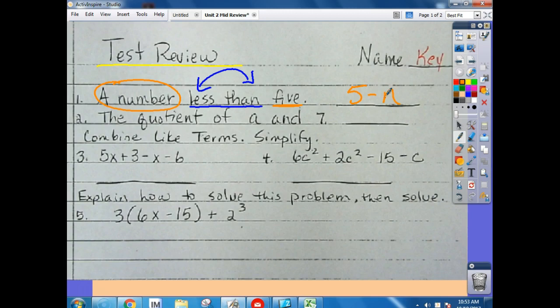Number 2, the quotient of a and 6. Well, here they've actually said, okay, so your variable's a, and we'll use a. Quotient does mean that I'm going to be dividing. So the quotient of a and 7 looks like this: a divided by 7, or the way that we actually prefer the students write it this year, a divided by 7 as a fraction. This is much more common to show division as they move forward in their algebraic careers. So we are moving toward writing division this way.